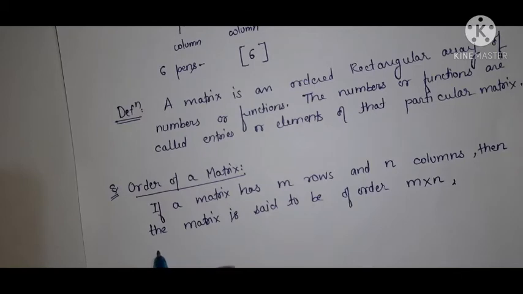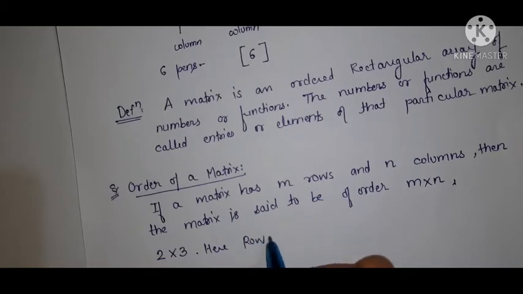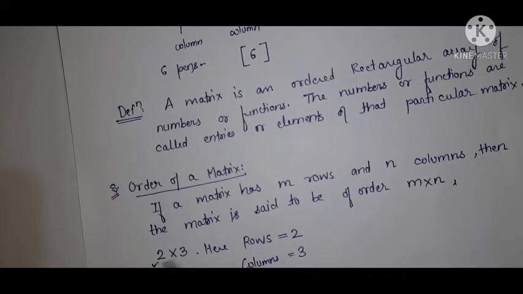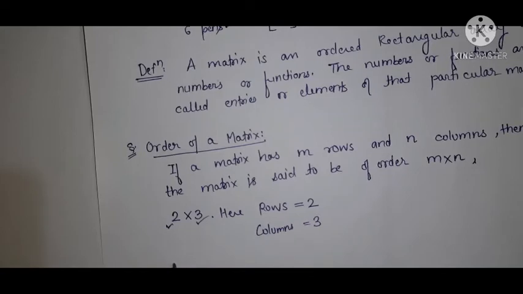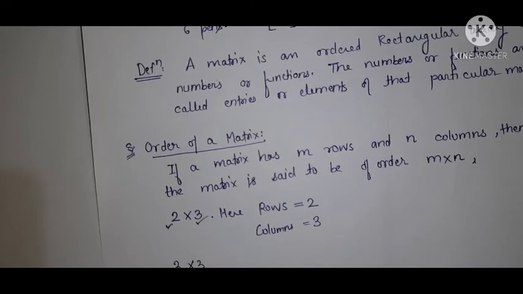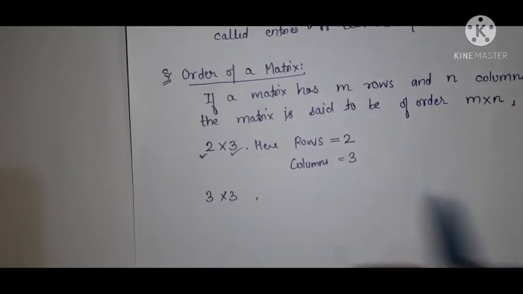Suppose we have 2 by 3, means the matrix is of order 2 by 3. Here rows are 2 and columns are 3. The first number denotes the number of rows, and the second one denotes the number of columns. Similarly, if we have 3 cross 3, means the matrix is of order 3 by 3.